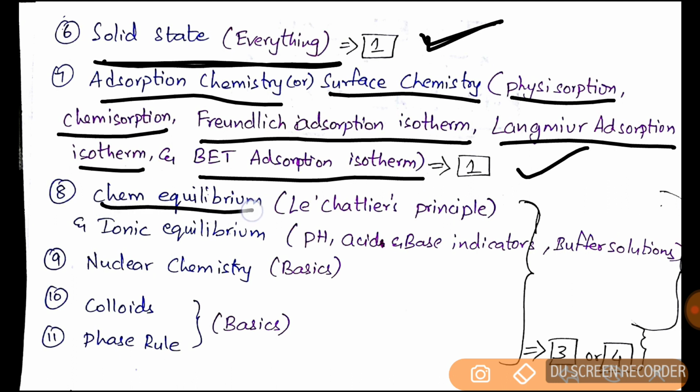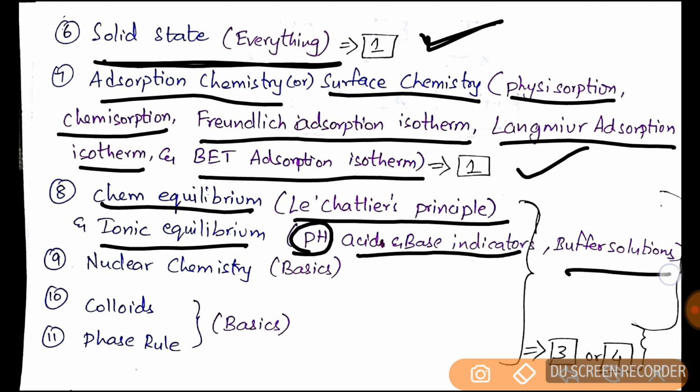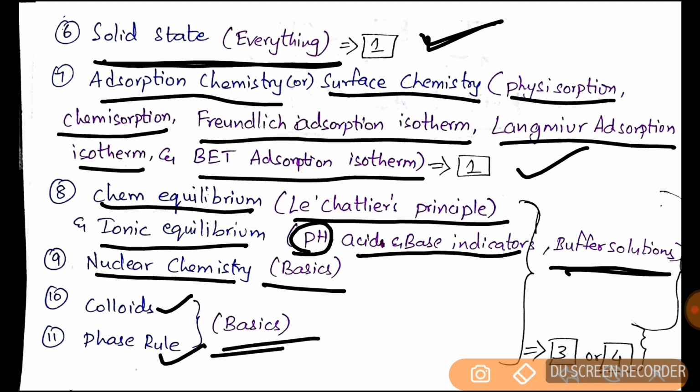And from chemical equilibrium, Le Chatelier's principle is important. And from ionic equilibrium, calculation of pH, acid and base indicators, buffer solutions, these are important. And nuclear chemistry basics, and colloids, phase rule basics. So from all these 4, that is chemical equilibrium and ionic equilibrium, nuclear chemistry, colloids, and phase rule, you can expect 3 to 4 questions, guys, from all these four topics.